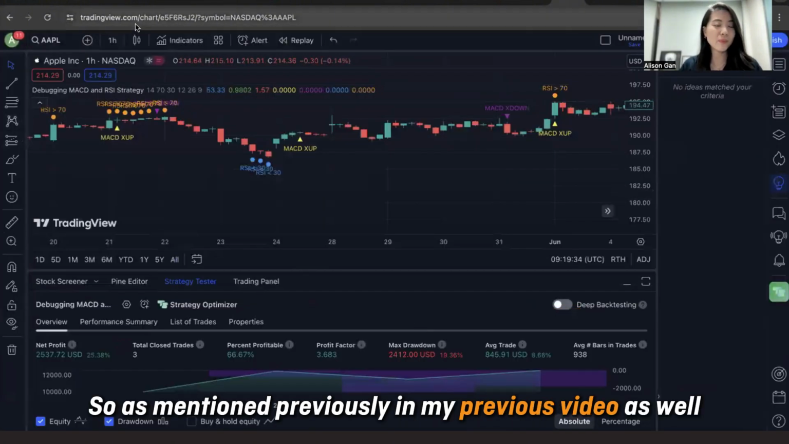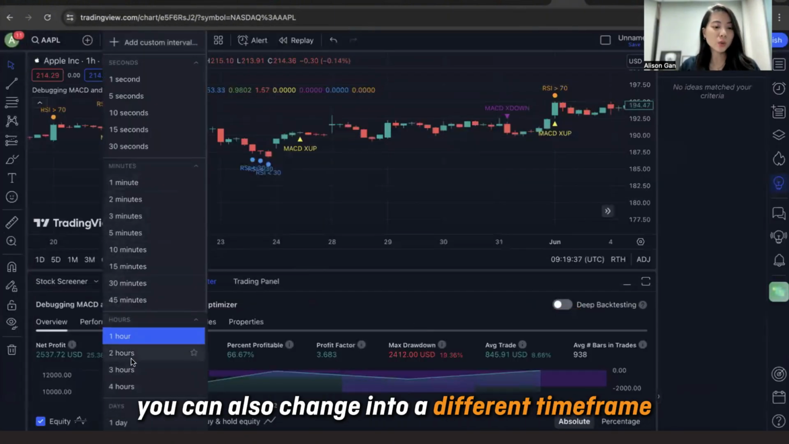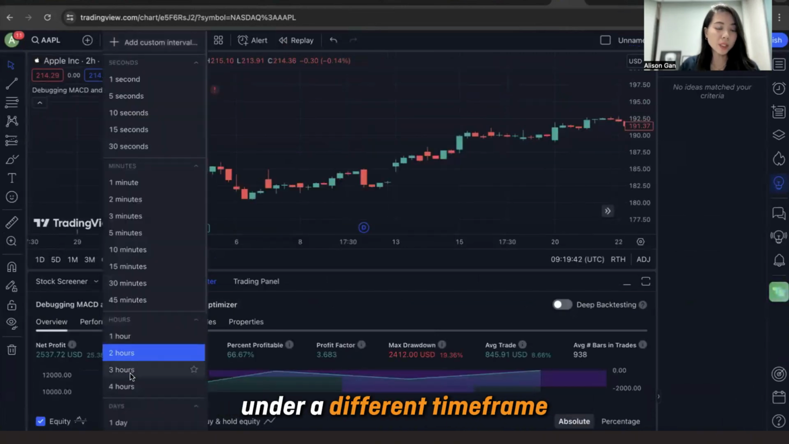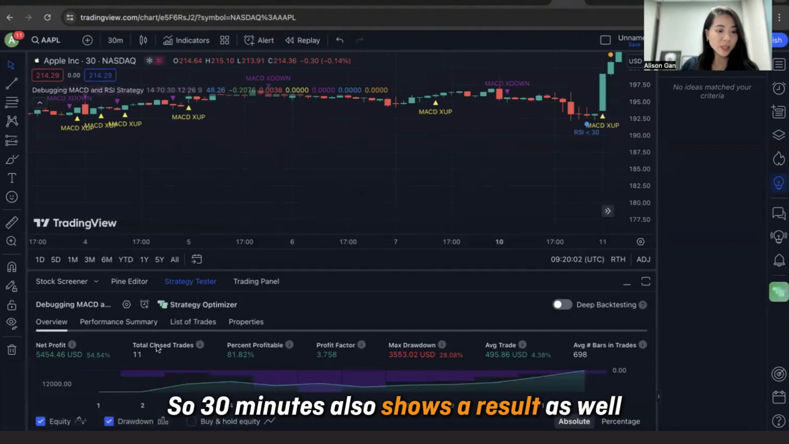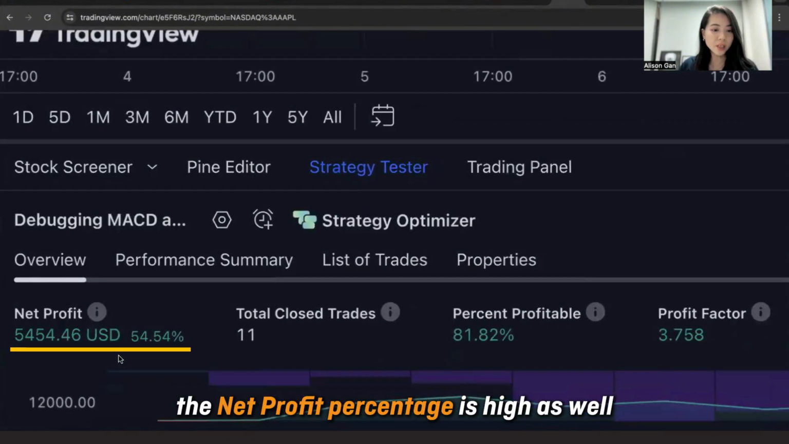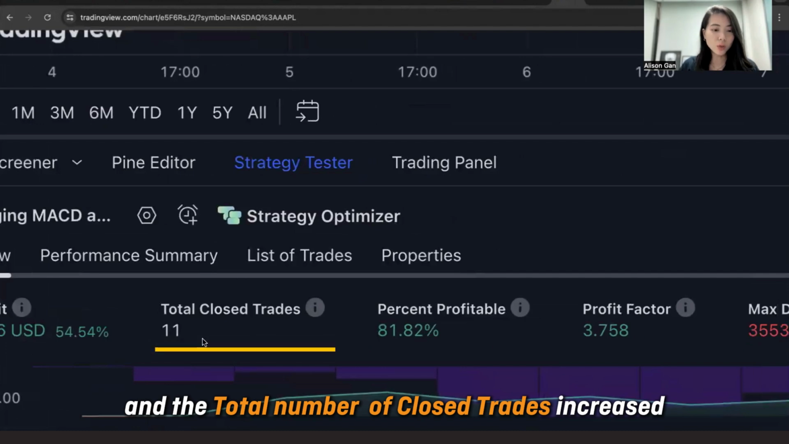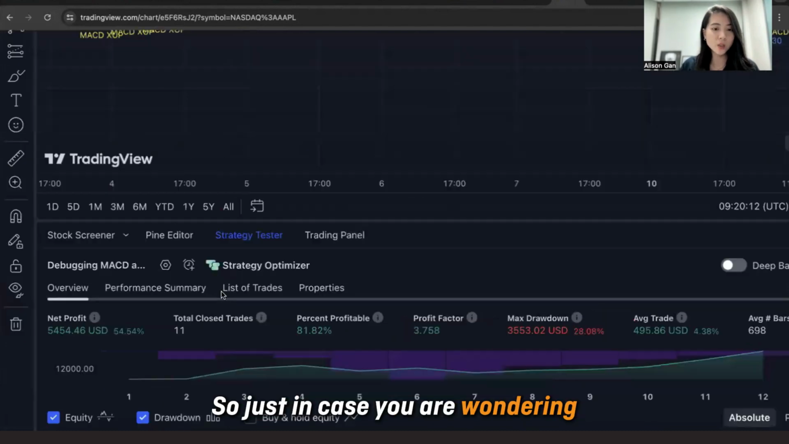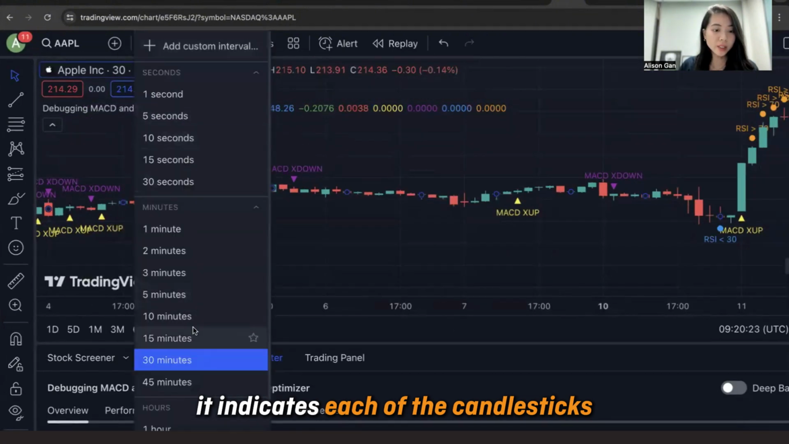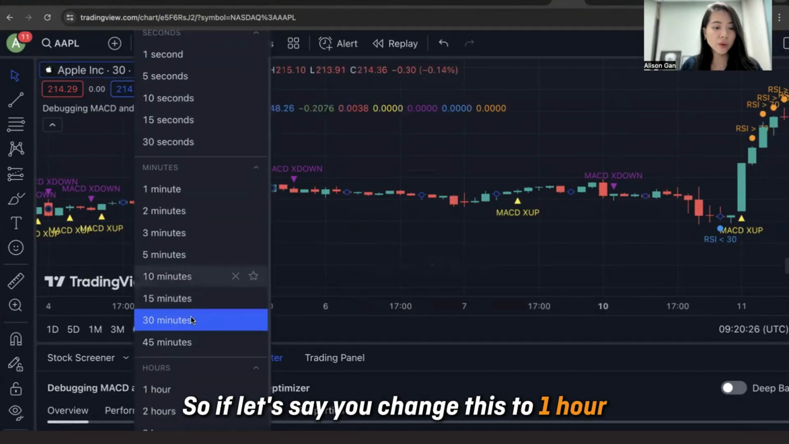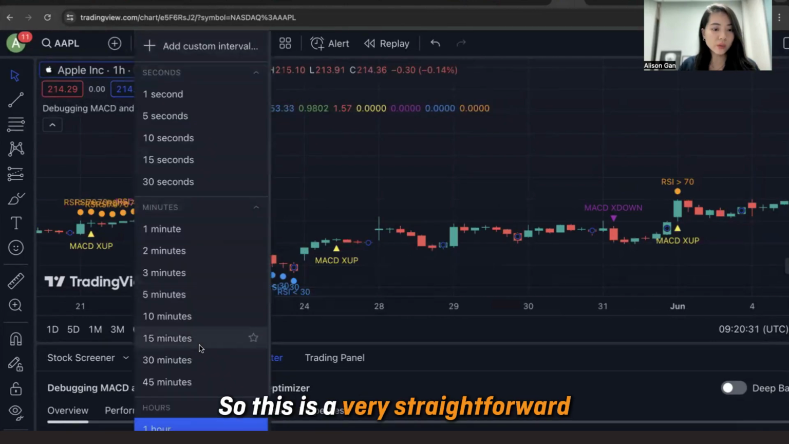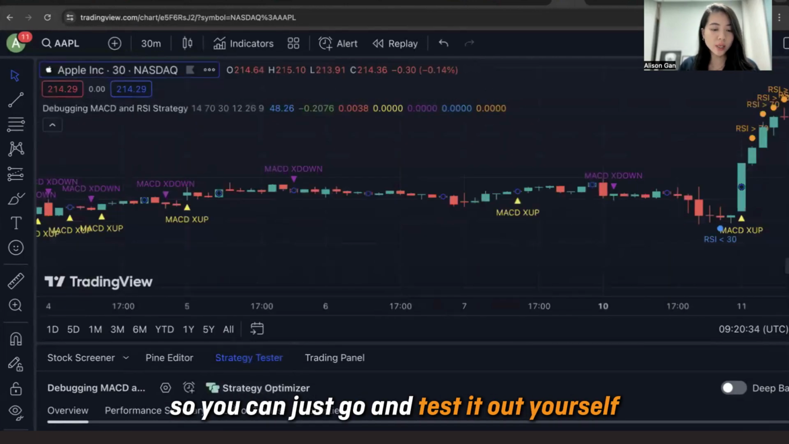As mentioned in my previous video as well, you can also change into a different time frame to see if the strategy is still working under a different time frame. Let's try 30 minutes. So 30 minutes also shows a result as well. And in fact, the net profit percentage is high as well, and the total number of closed trades increased. So just in case you are wondering, what does this time frame refer to? It indicates each of the candlesticks stands for 30 minutes apart. So if let's say you change this to 1 hour, each candle stands for 1 hour. So this is very straightforward. You can just go and test it out yourself.